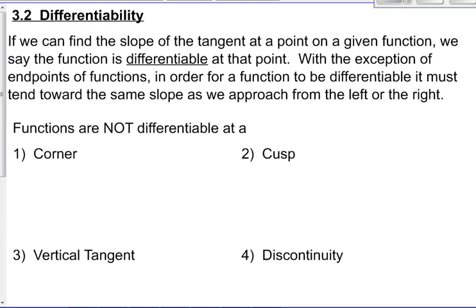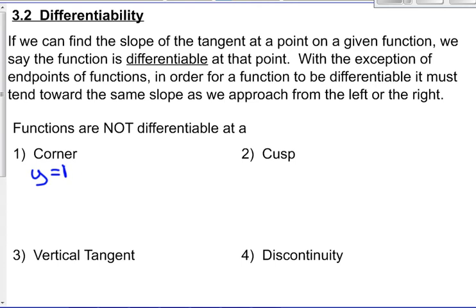With the exception of endpoints of functions, in order for a function to be differentiable, it must tend toward the same slope as we approach from the left or the right. And the reason we have an exception with the endpoints of functions is because you can't approach an endpoint from both sides. So that seems like an unreasonable expectation. There are 4 cases where functions are not differentiable at a point.